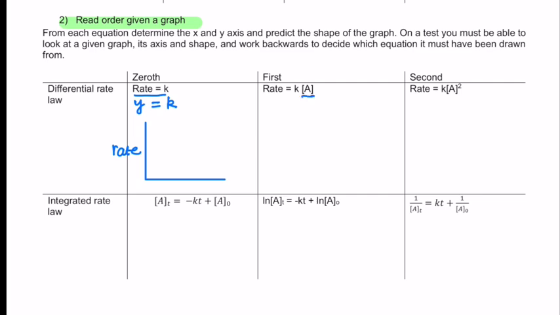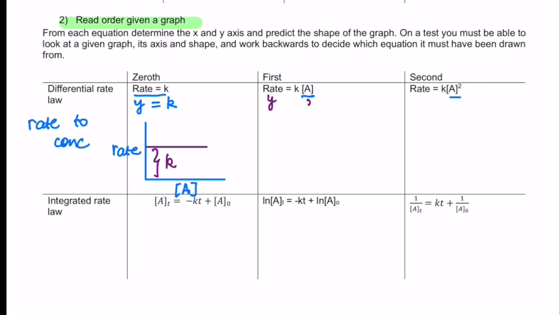And on the x-axis, you see differential rate law is relating the rate to concentration. So the x-axis would get concentration. Instead of writing the word concentration, I'm just writing A in those square brackets, which is concentration of A. So the shape of this graph would be y value is constant for all values of x. Okay, and from this graph you can read that this is k.